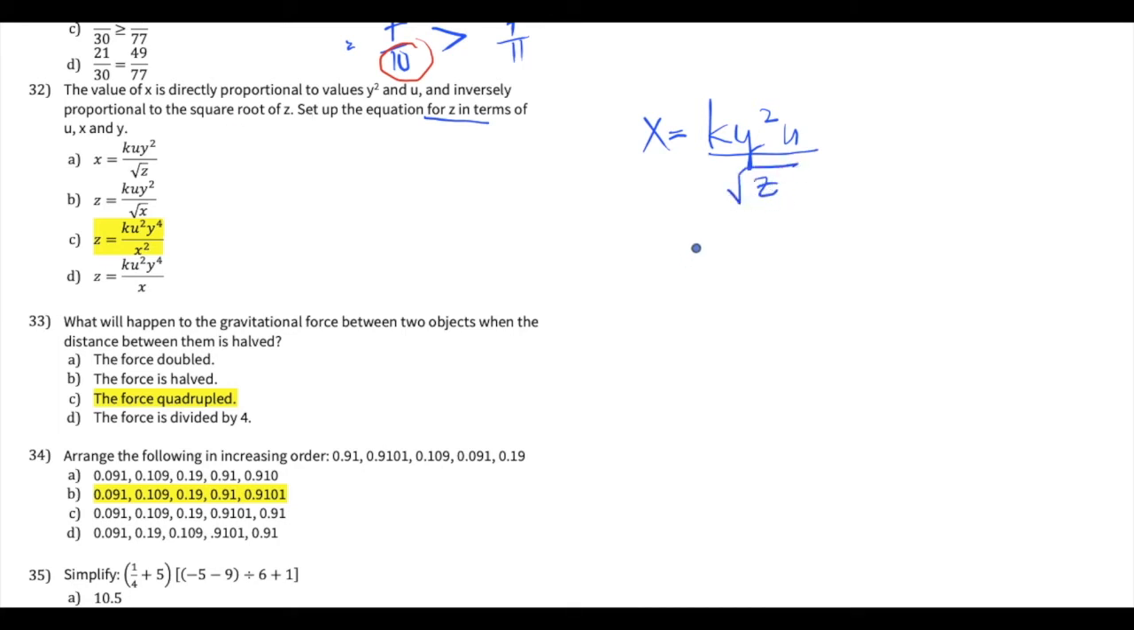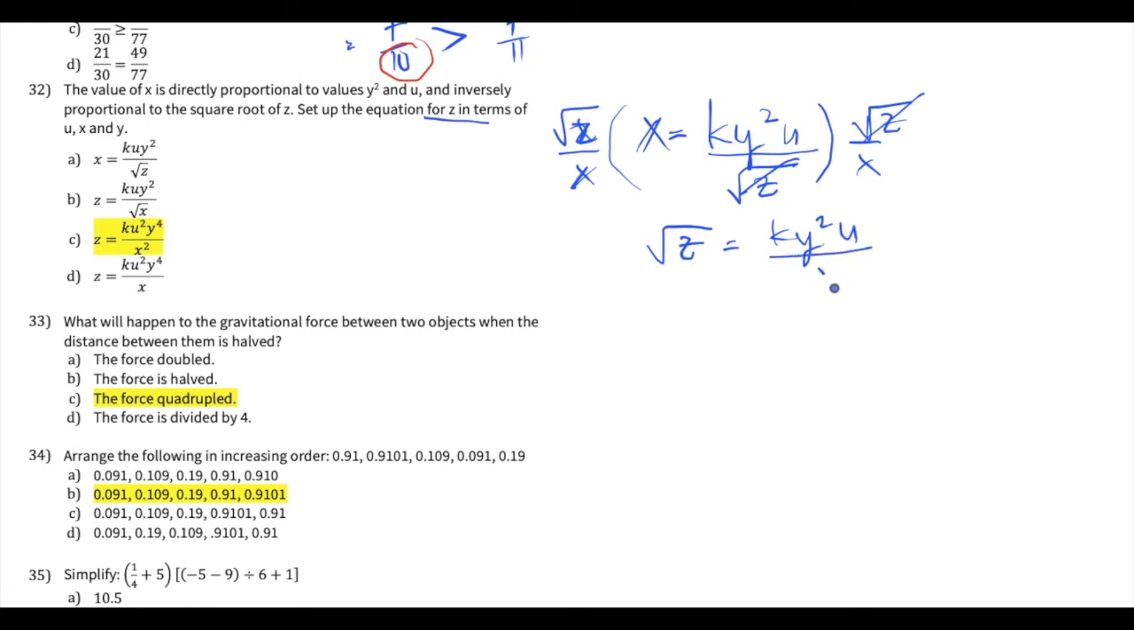Okay? So if we're going to get z, divide both sides by, or multiply by 1 over x and multiply by square root of z. Ay, sorry. Okay, magka-cancel yung x dito, may iwan ka with z. Dito naman magka-cancel yung square root of z, may x ka sa baba. So square root of z is equal to ky squared u over x. Now, para matanggal yung square root, we square both sides. So z is equal to ito.